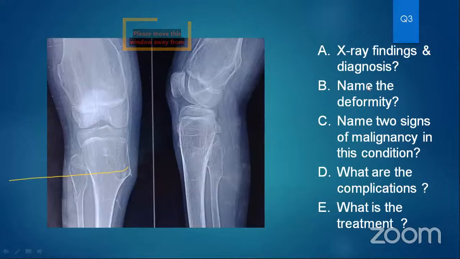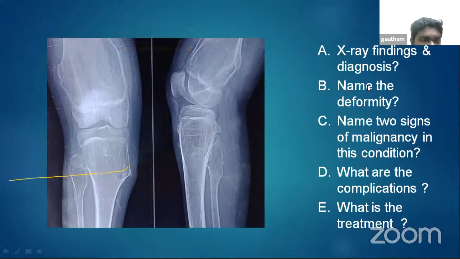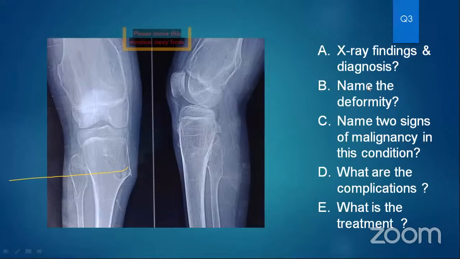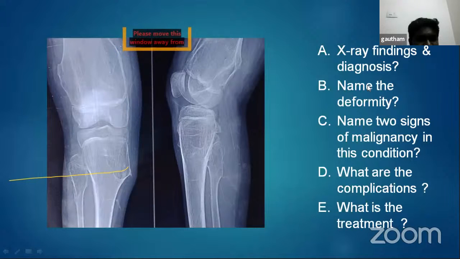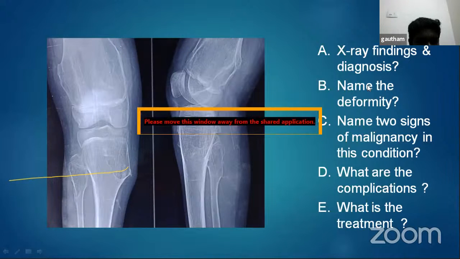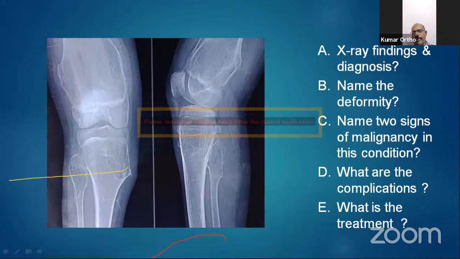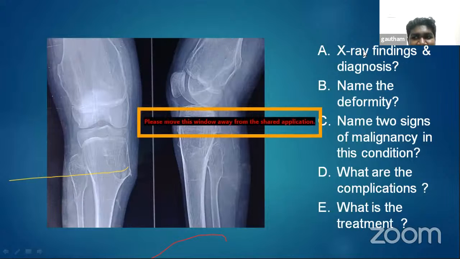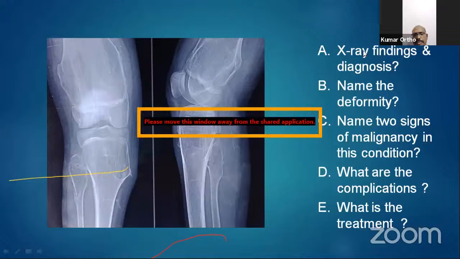Skeletally immature patient. Plain X-ray of the knee joint. Location of the lesion: proximal tibia, proximal fibula, and distal femur. Whether it is in the metaphysis. So involving the metaphysis of the proximal tibia, the metaphysis of the fibula, and the metaphysis of the distal femur.